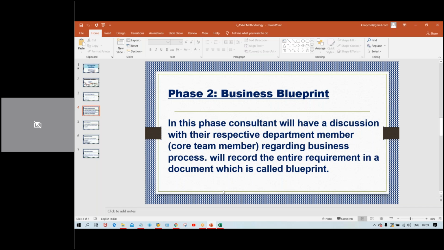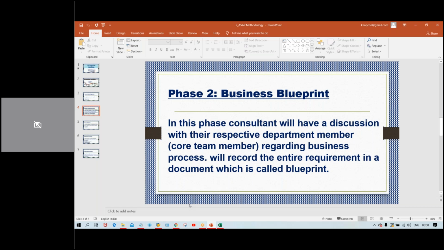Right? So now here the blueprint is going to be prepared. Whatever the existing process is, whatever the additional requirement is, all these things are going to be specified in a document, and that document is going to be called the blueprint document. So let's suppose once the discussion is over, we have prepared a document. That document is called blueprint document. So what is happening, guys? Once it is prepared, there will be one more session, guys.